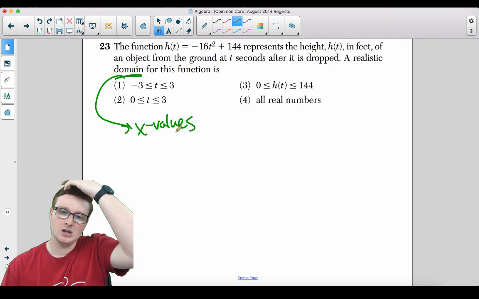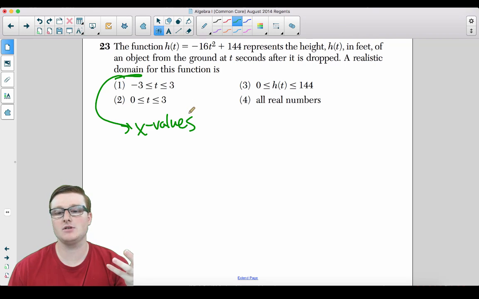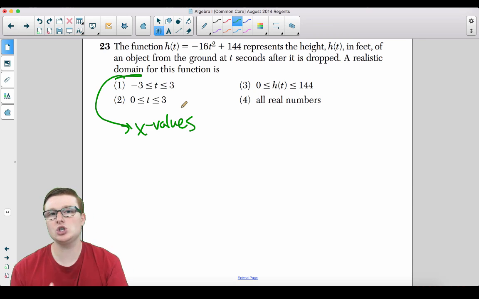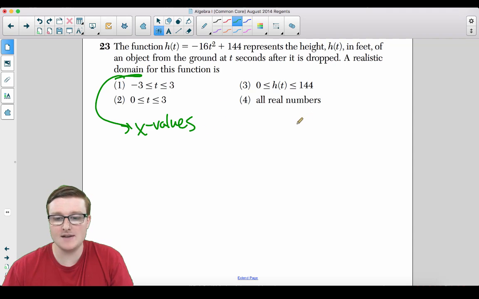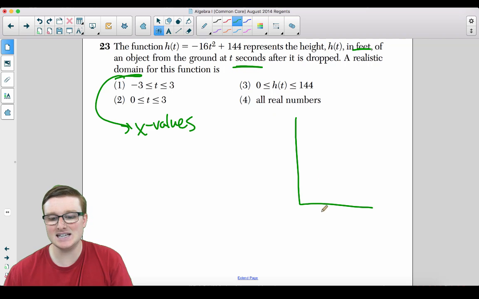So look, you're dropping an object from the ground. It represents the height in feet of an object from the ground after t seconds it's dropped. So you're just dropping an object. What you should know is that you shouldn't be having negative seconds, because of the domain. If you were to just do a quick sketch, now you'll need to graph the actual thing, just understand that this is in feet per second. T is in seconds.